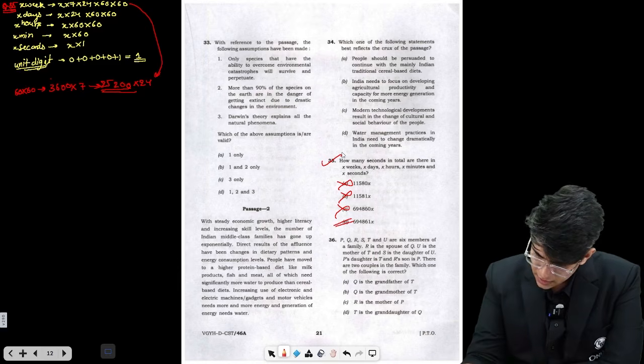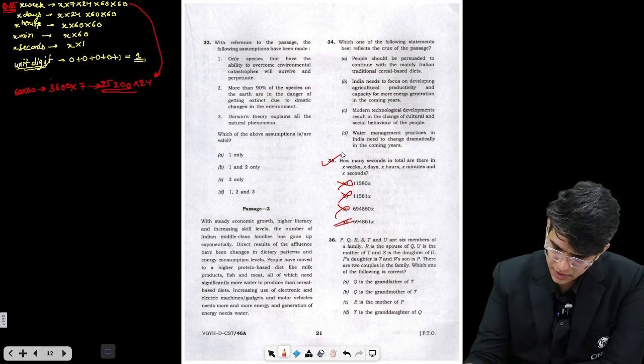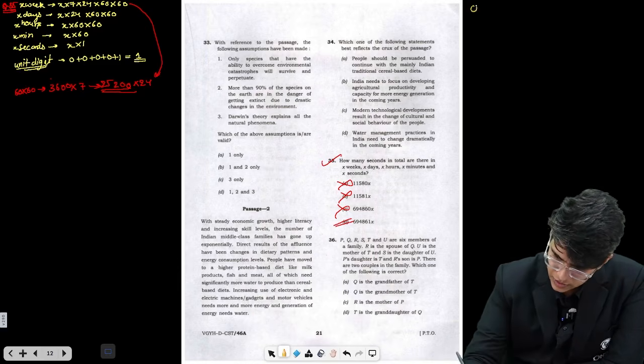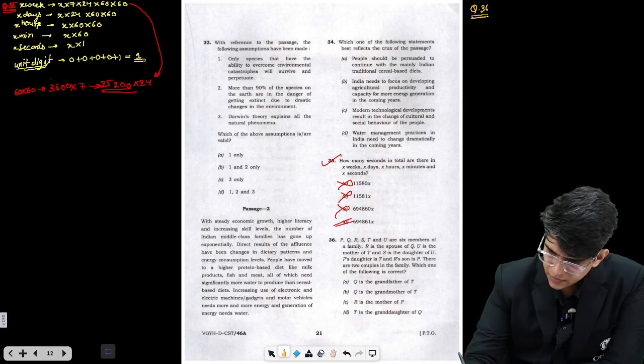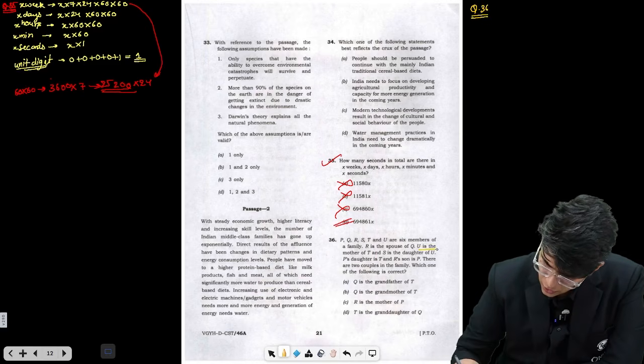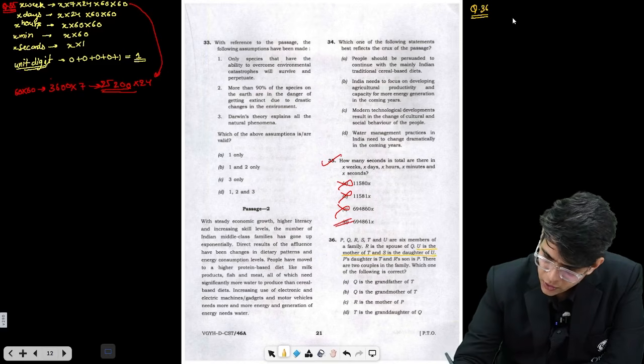Question number 36. P, Q, R, S, T, U are 6 members of a family. Okay, let's go, this is a blood relation question. Let's try this. Question number 36. What is given to you? U is the mother of T, and S is the daughter of U. U is the mother of T.